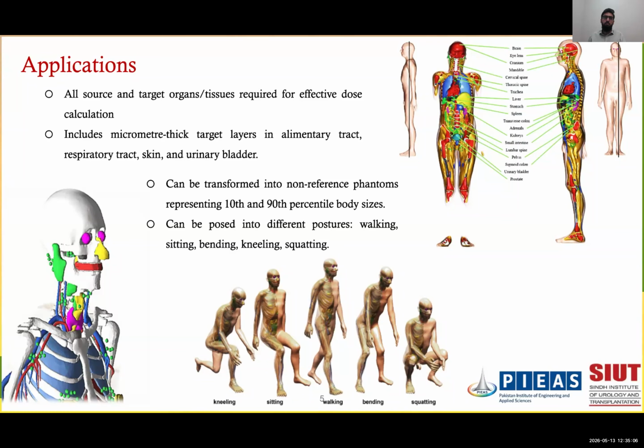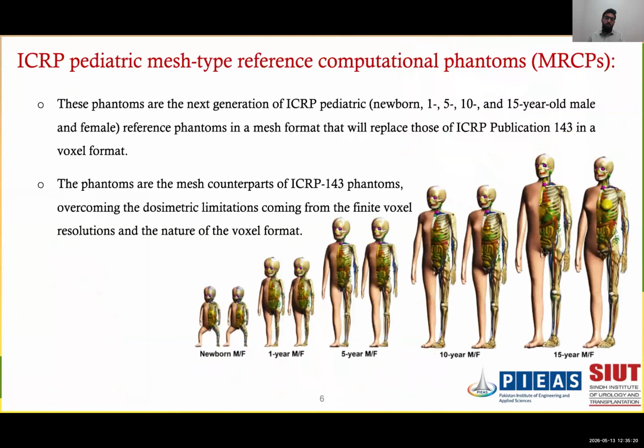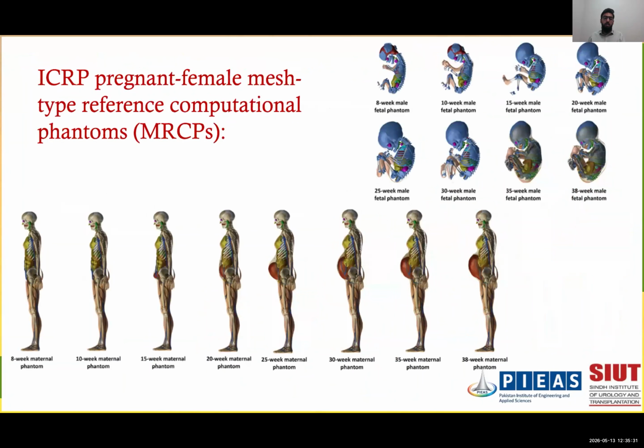One advantage is to study it for the internal exposure, and for the external exposure as well. Beyond the adult mesh phantoms, there are the pediatric mesh reference computational phantoms, starting from the newborn male and female to the 15 years male and female. Similarly, the pregnant female reference computational phantoms are also available, from the 8-week male fetal phantom till the 38-week maternal phantom.